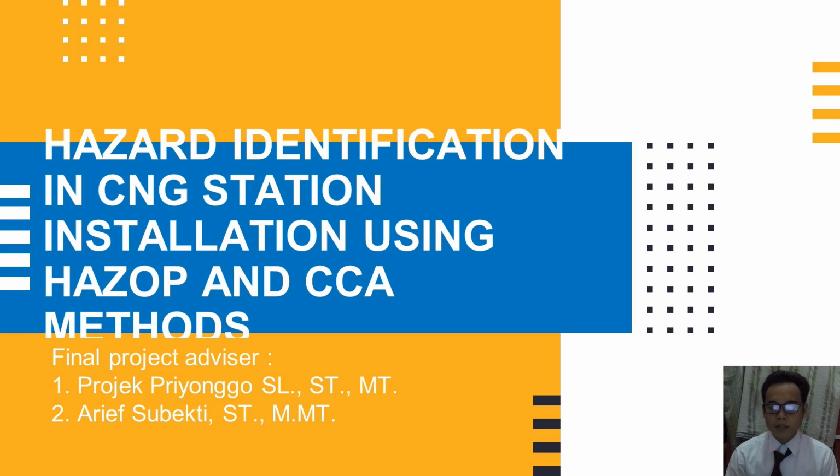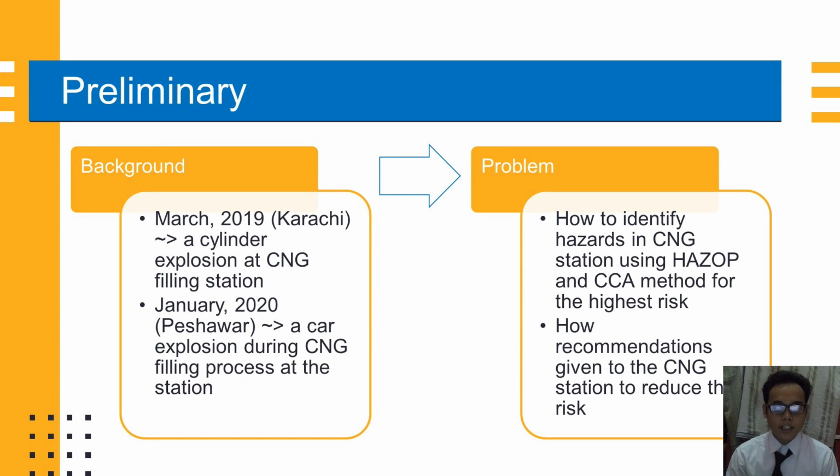The background of this final project is an accident that occurred in March 2019 in Karachi, Pakistan, a cylinder explosion at a CNG filling station, and in January 2020 in Peshawar, Iran, a car explosion during the CNG filling process at the station.